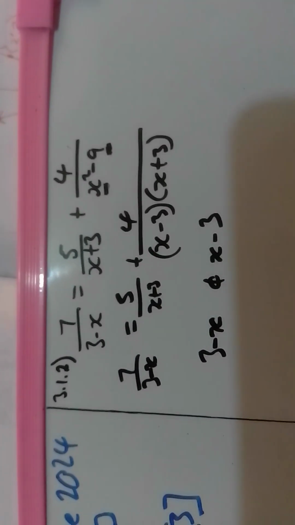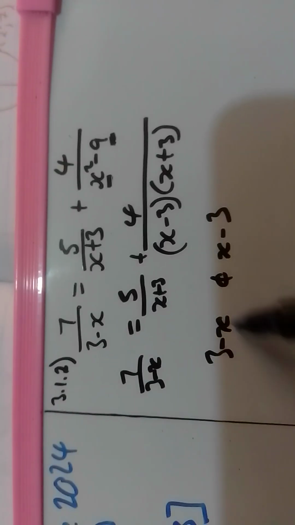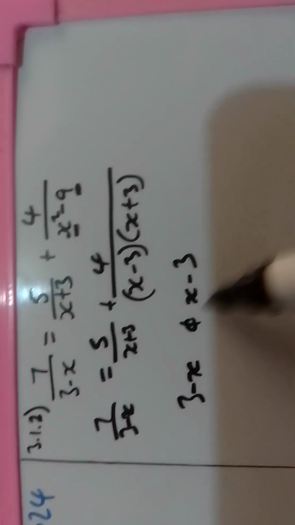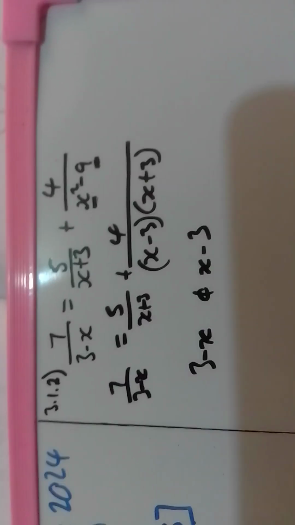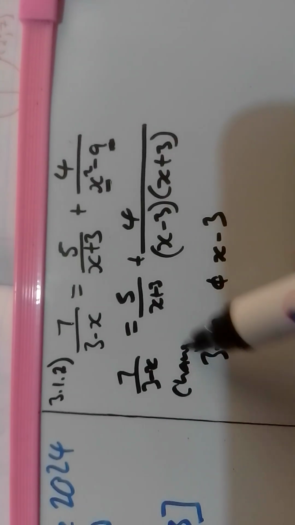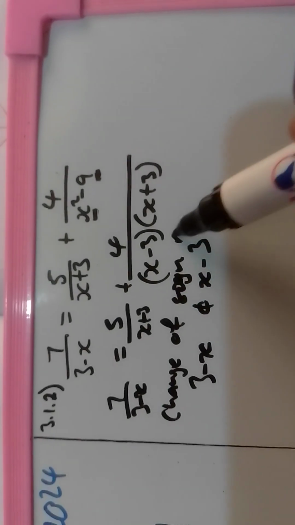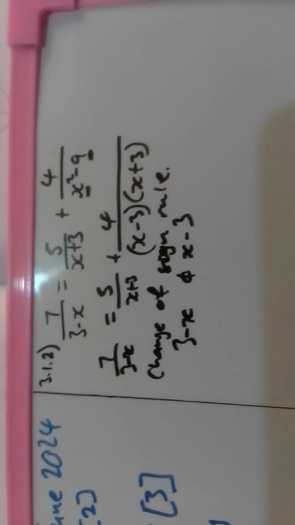Now, what do we need to do? We need to use what we call the change of sign rule. This 3 minus x which we have here, it must look like x minus 3. And in order for us to do that, we must use what is called the change of sign rule. What do we mean by that?